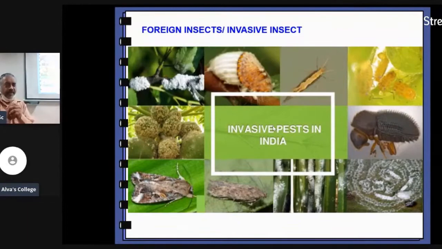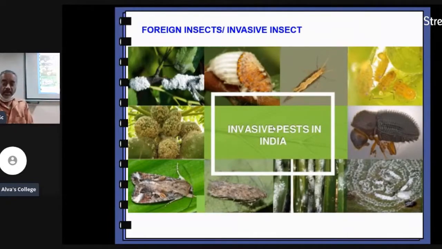Another very important aspect about the insect world is that they can fly from one geographical region, from one country to another. Second, through the agency of humans or through some other means, they can be brought inadvertently from one country to another. So this also poses a lot of threat to the indigenous biodiversity.